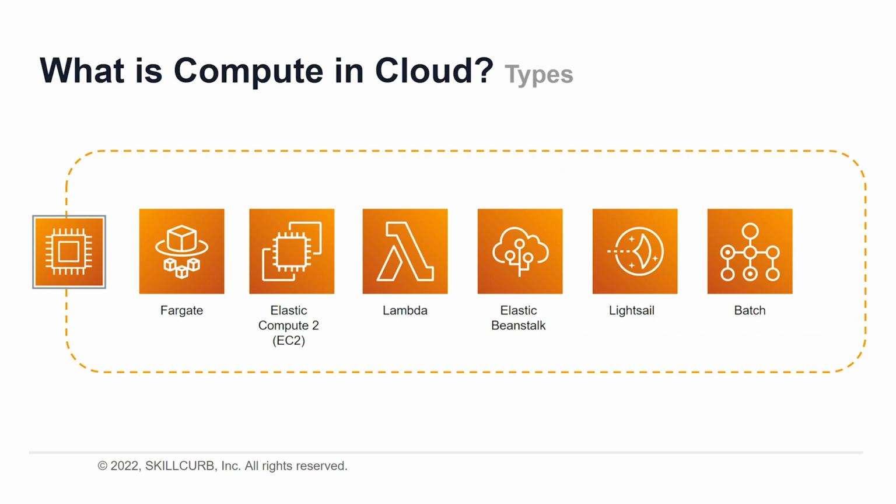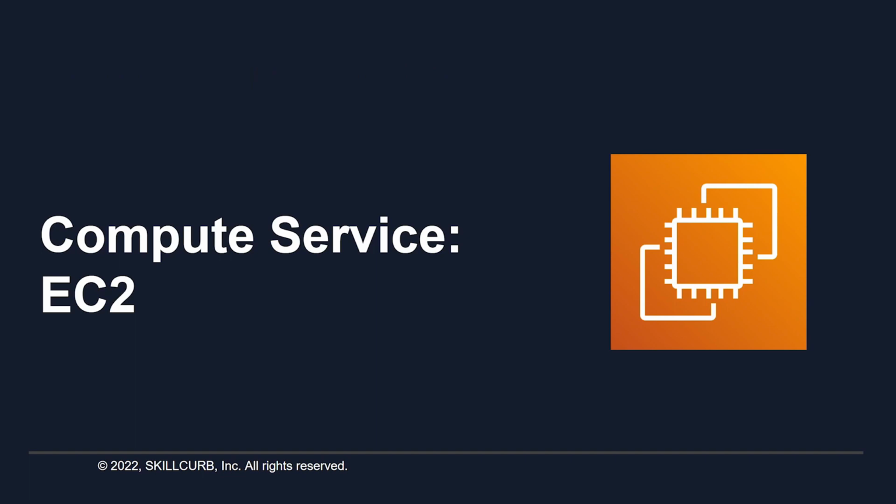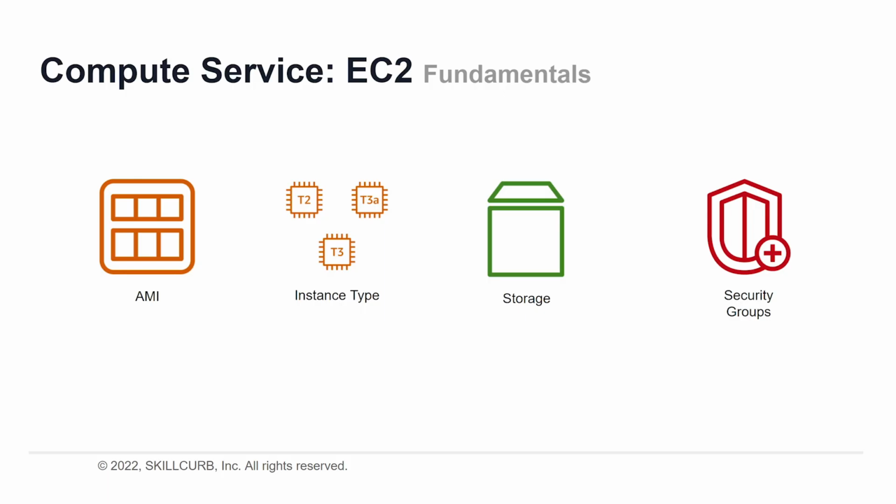When we move ahead to the types of computing in the cloud, we have a bunch of different ways that you can have computing resources available to you in the cloud. We're going to be looking at a lot of these. In fact, all of the ones you see on the screen later in this course. Compute Service, EC2. There are 4 core components that you're going to be dealing with when working in EC2.